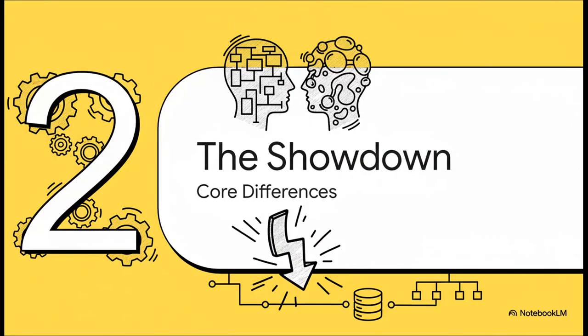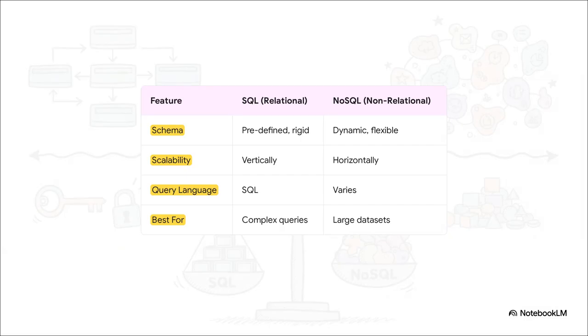Okay, so we've got the philosophies down. Now let's get a little more tactical and see how they really stack up in a head-to-head comparison. This is where the rubber really meets the road. This chart right here, this is our tale of the tape. Let's break it down. First up, the schema. With SQL, it's predefined and pretty rigid. You have to design your blueprint first, then you can fill it with data. NoSQL is dynamic. The data itself can define the schema, which means you can evolve your app without a major painful overhaul. Next, scalability. This one is huge.